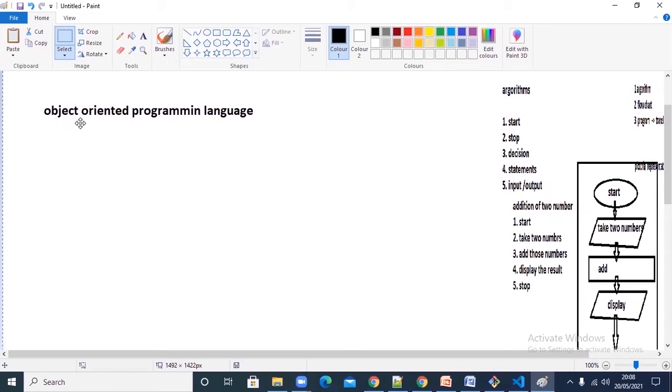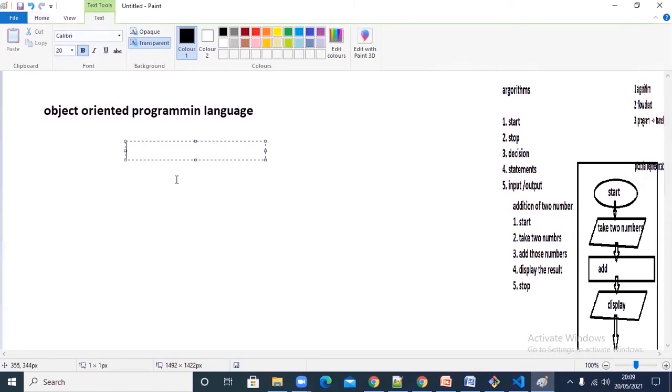So, coming back to object oriented programming language. In computer languages, there are three kinds of languages, which we also discussed, right? The first is structure oriented language, the second one is object oriented, and the third one is aspect oriented. So we have already discussed that there are three types of programming languages.